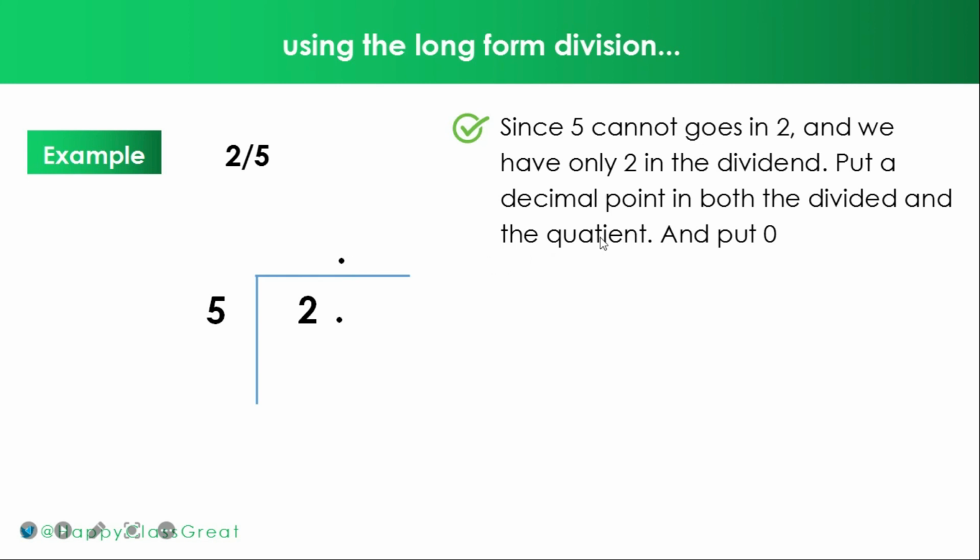So it's not spelled like that here, it's quotient. I made a mistake here, it's quotient, Q-U-O-T-I-E-N-T. You understand? And after that you put 0 here in the dividend.